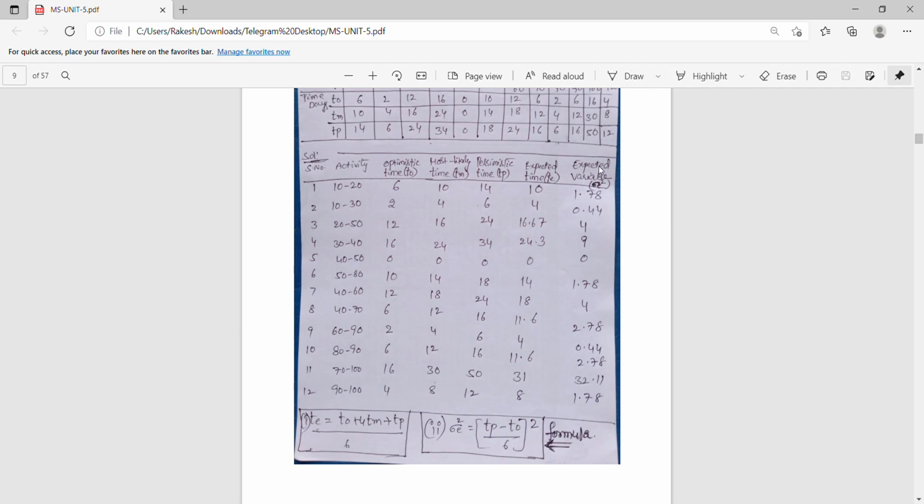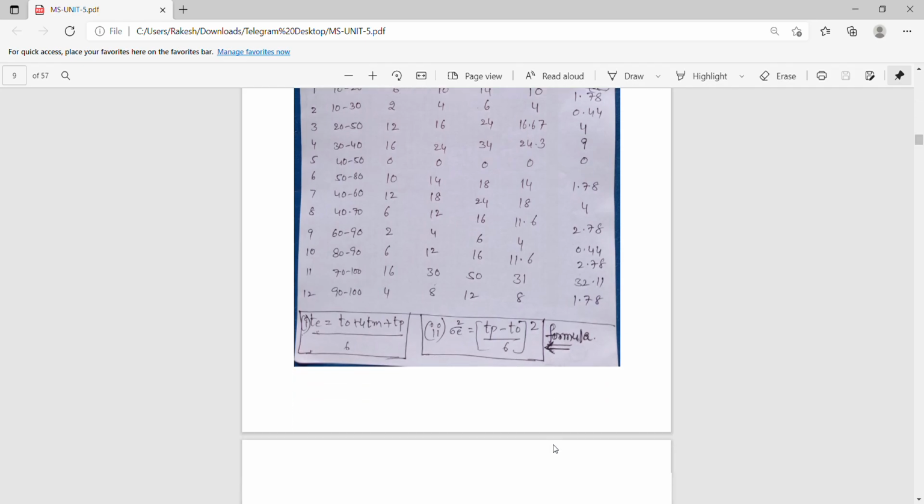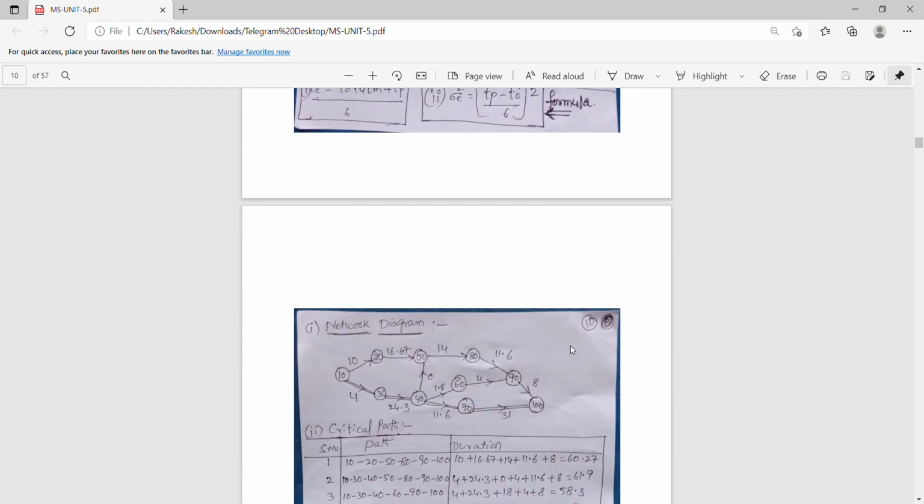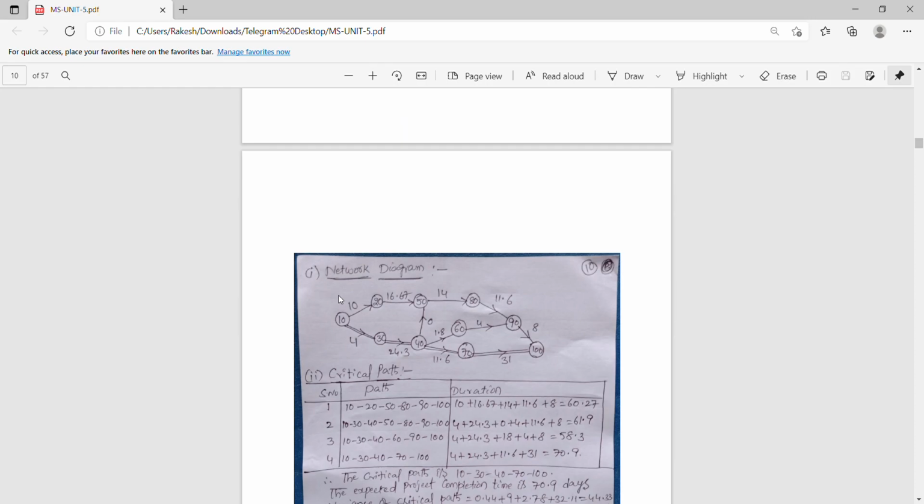Next you have to calculate the variance. Here variance means sigma square. Sigma squared is calculated by (Tp minus To by 6) whole square. These are the two formulas you have to remember to complete this. Here also, line by line, you have to calculate the variance, that is (Tp minus To by 6) whole square. And after calculating this, you can draw the network diagram.